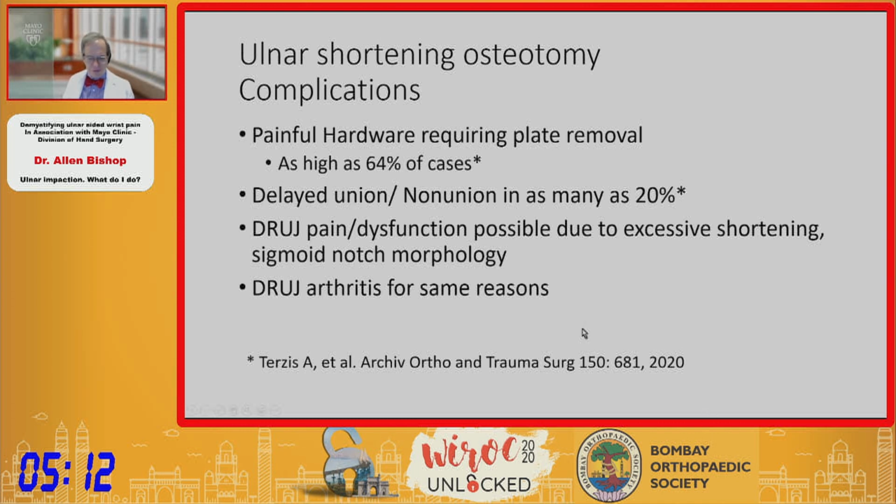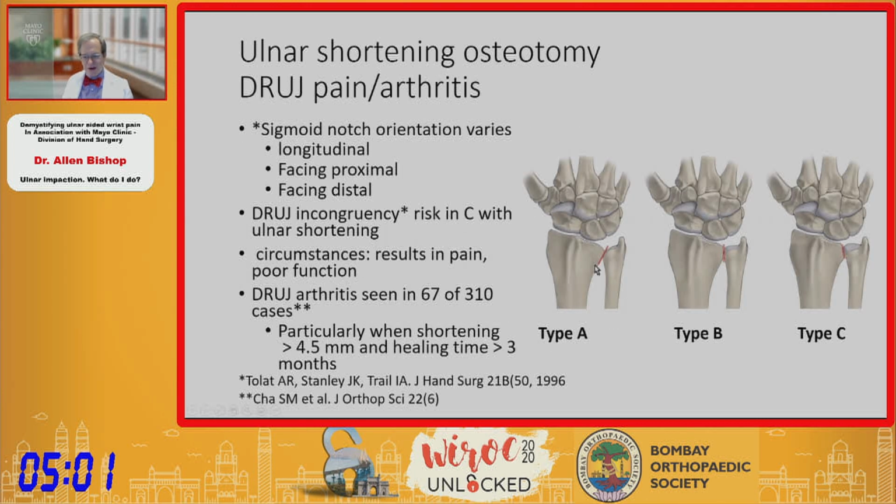Distal radial ulnar joint pain or dysfunction may be possible due to excessive shortening or sigmoid notch morphology, potentially causing arthritis. In particular, this type C variant, in which the styloid or the sigmoid notch is oriented facing distally, potentially may cause abnormal contact forces with shortening of the ulna. And this is a risk that may be better avoided with a wafer resection.